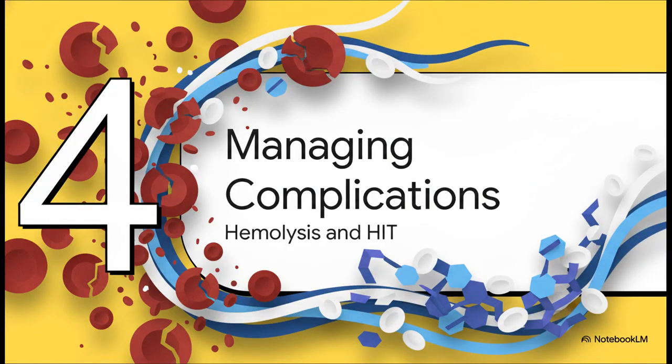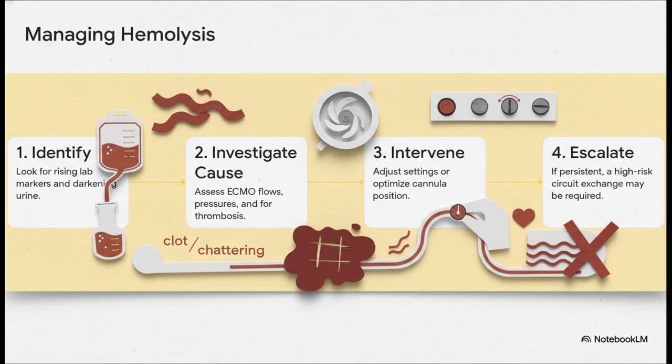All right, inevitably, despite all of our best efforts, we are going to face complications. So let's focus on two of the most significant and potentially devastating ones. Hemolysis, the mechanical breakdown of red blood cells by the circuit, and the dreaded heparin-induced thrombocytopenia, or HIT. A systematic, stepwise approach is crucial when you suspect hemolysis. First, you identify it through rising lab markers like plasma-free hemoglobin and clinical signs like that classic tea-colored urine. Then you investigate the cause.